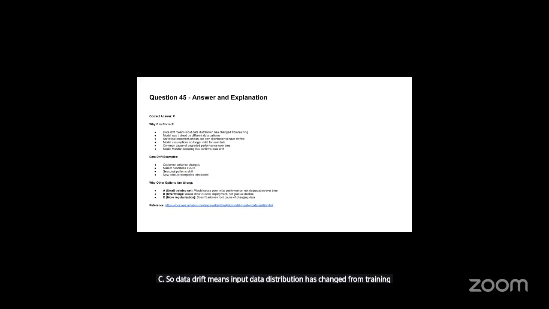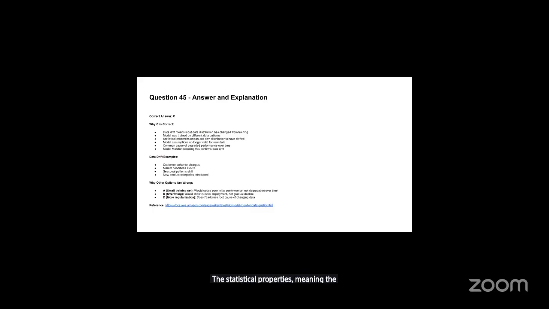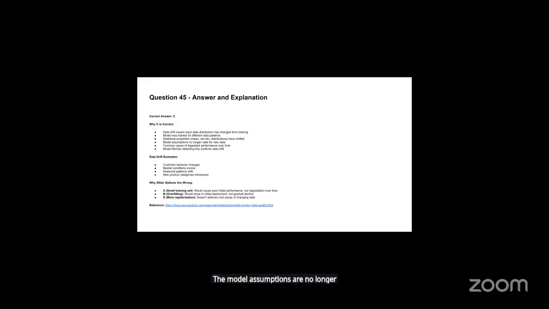So the model was trained on different data patterns. The statistical properties, meaning the mean, the standard deviation, the distributions, have shifted. The model assumptions are no longer valid for the new data. The common cause of degraded performance over time is typically this. And so Model Monitor is doing its job by detecting this and confirms the data drift.